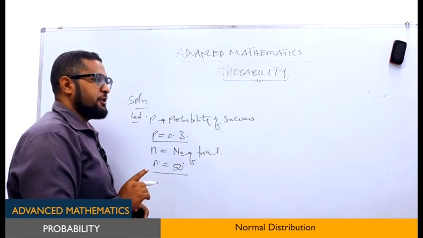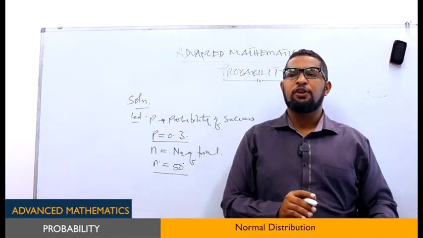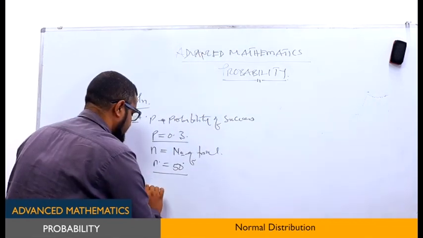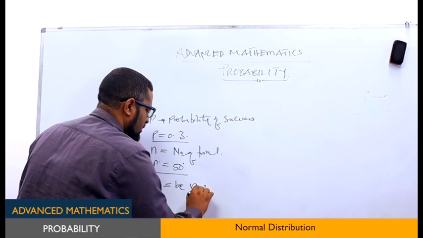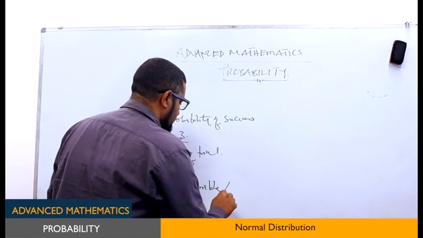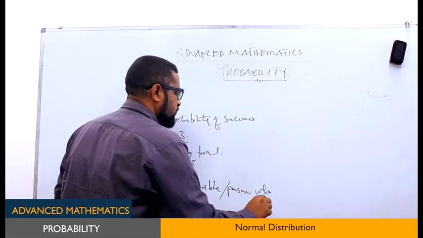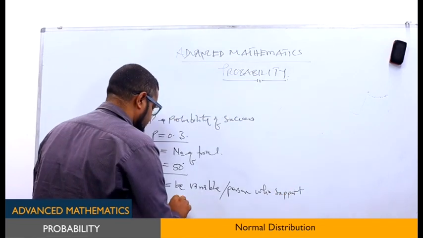And we have to find the probability of at least 20 supporting the organization. What does it mean? It means let X be the variable or person who supports the organization.